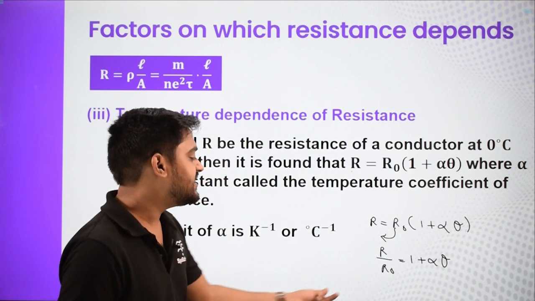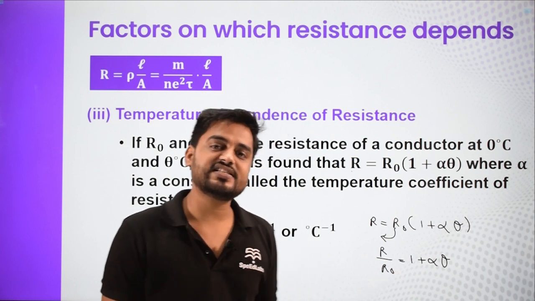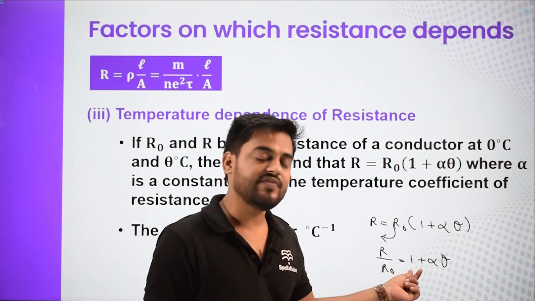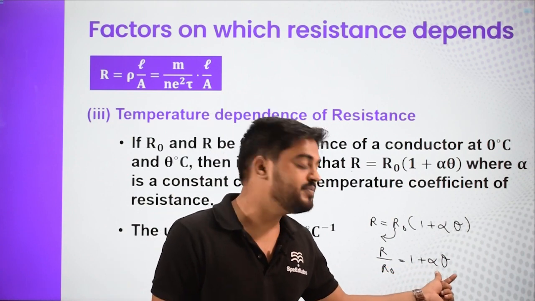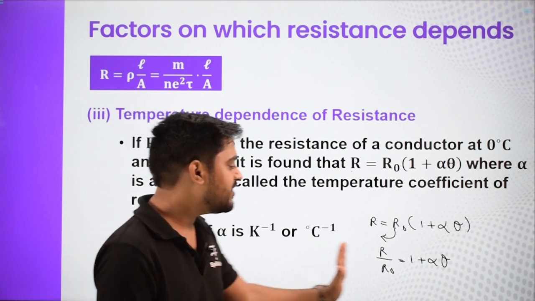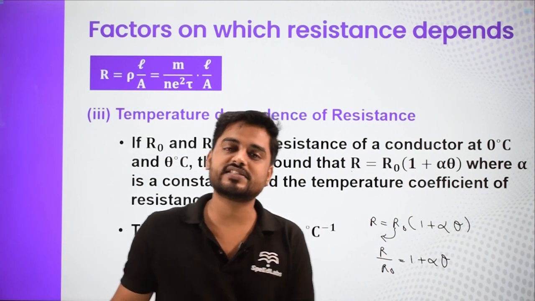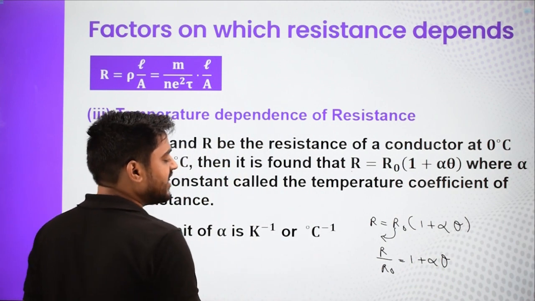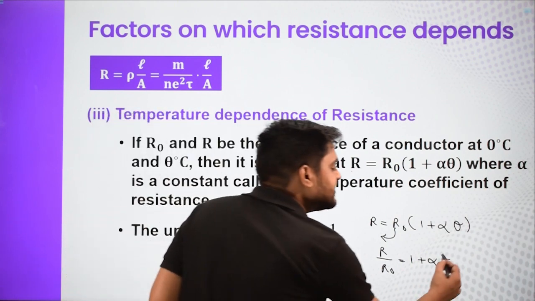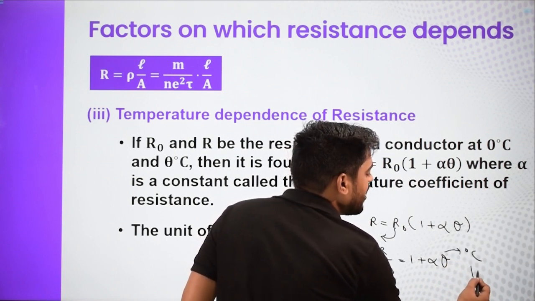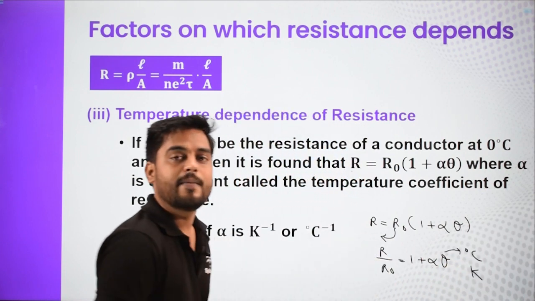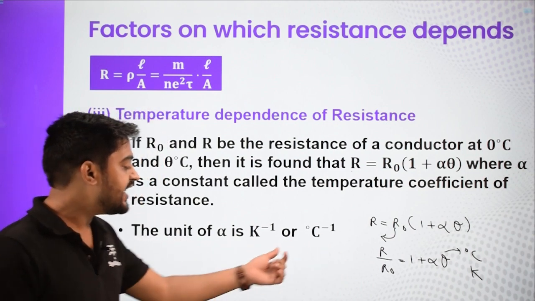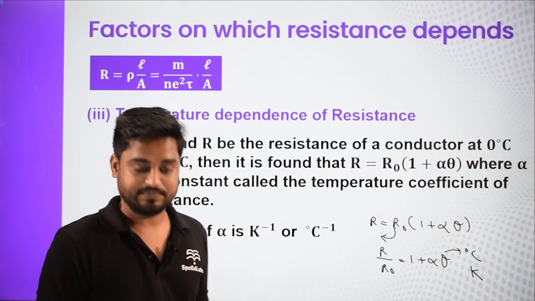Now if you see, this quantity R by R0 is a dimensionless quantity because it is a ratio of two resistances. It won't have any unit. One is also not having any unit. So this term should also not have any unit, because all the terms should have the same unit. If no term is having a unit, then this particular term will also not have any unit. So alpha theta should not have any unit. What is the unit of theta? Either degrees Celsius or Kelvin. So alpha is either per degree Celsius or per Kelvin. You can write any of its units.